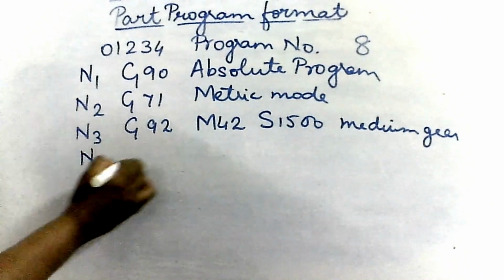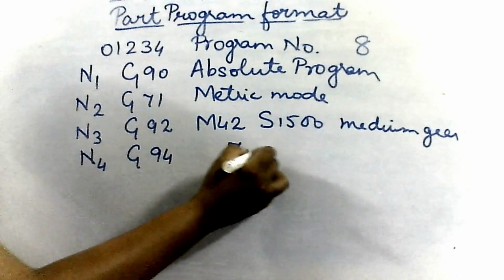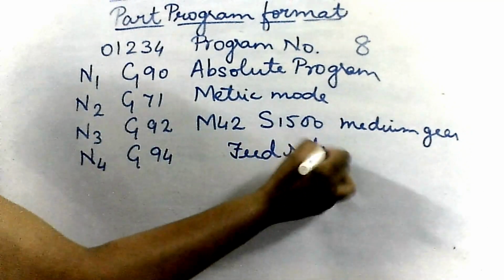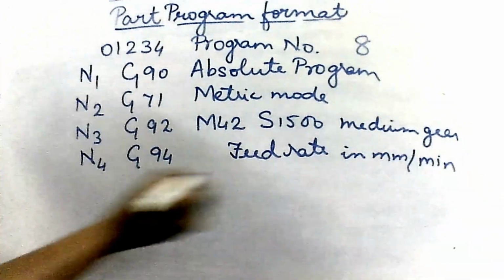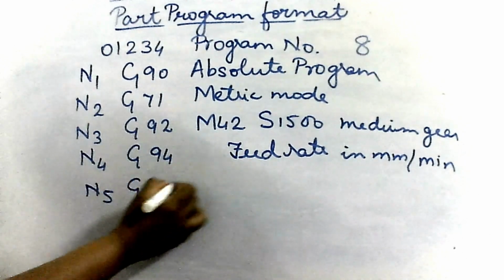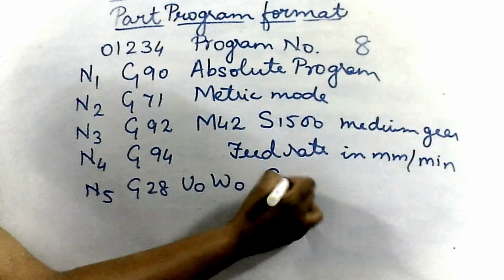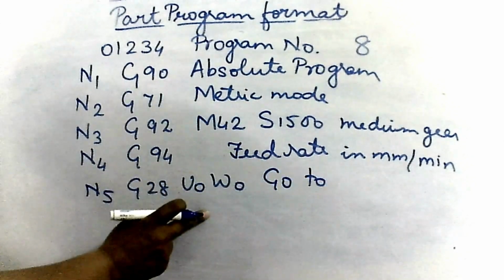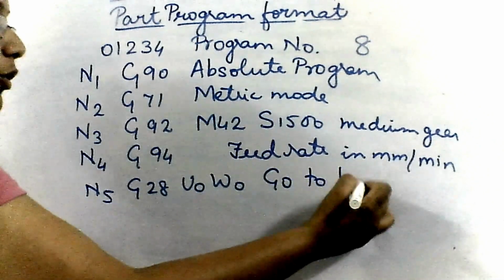Then after that, we use the code G94, which is used for feed rate in mm per minute. Then we have the code G28U0W0, that is go to home position. By using G28U0W0, the tool returns to its home position.